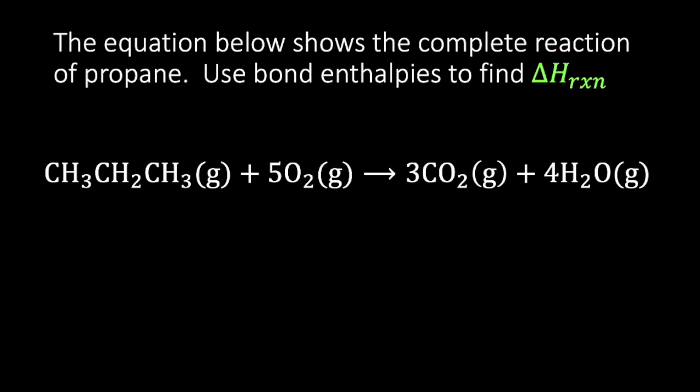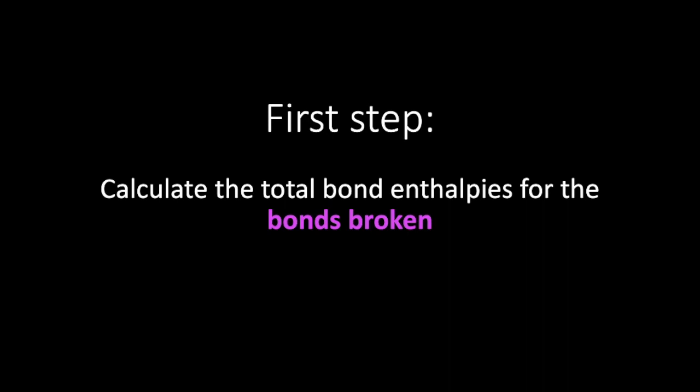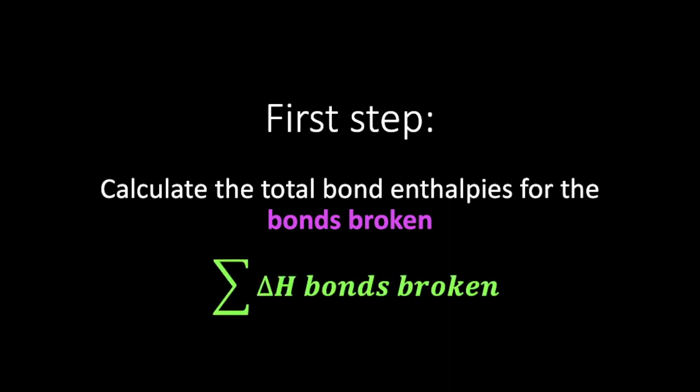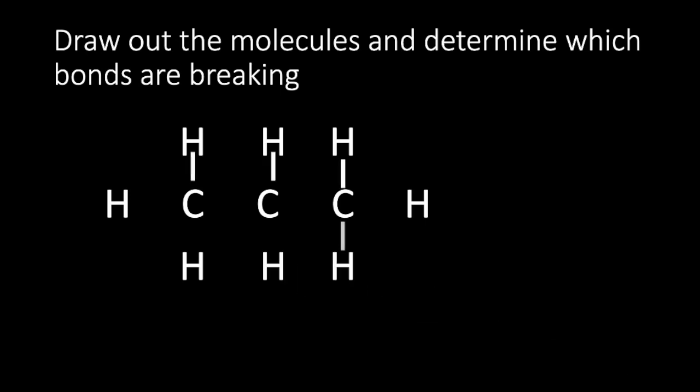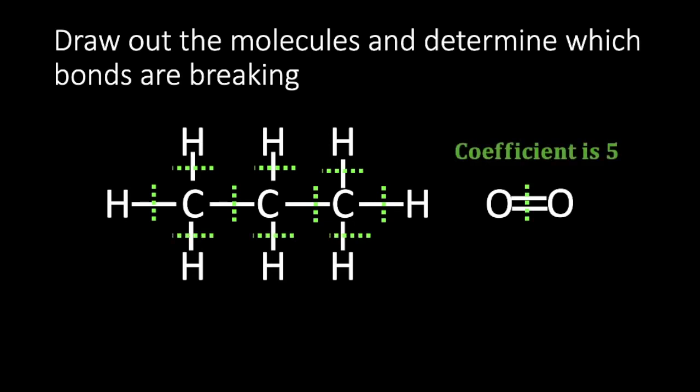The equation below shows the complete reaction of propane. Use bond enthalpies to find the enthalpy of reaction. Now, just like in our previous example, our first step will be to determine the sum of the bond enthalpies for the bonds broken. So first we're going to draw out our molecules and determine which bonds are breaking. Here we have a Lewis structure for propane, and we'll also draw out the Lewis structure for oxygen. We don't have to include the lone pairs because we're only interested in bonds.